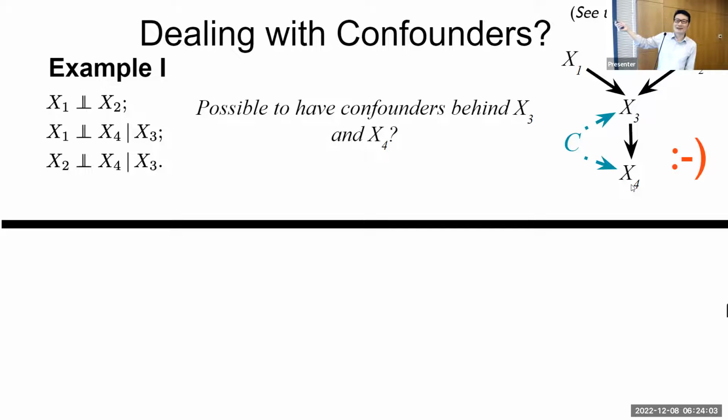So this is because in this case, if you have such a C variable, then given X3, this path X1, X3, C, X4 will be open. In other words, you can see if you are given X3, X1 and X4 will not be conditionally independent. They will be dependent because of this influence. So as a consequence, you are very sure that there is no common cause, and you are sure that X3 is the direct cause of X4.